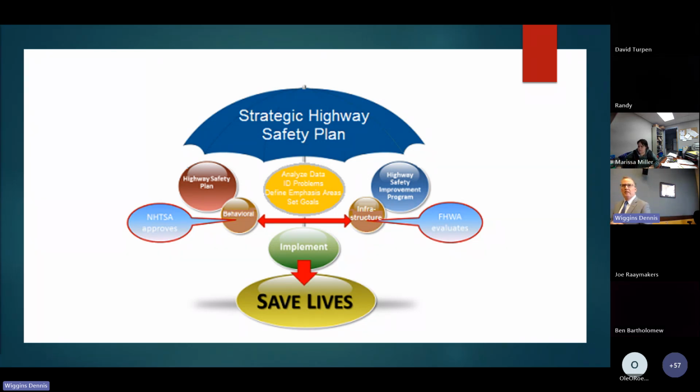NHTSA approves our side of the highway safety plan, so this $9.6 million that comes in is through NHTSA. On the other side, the highway safety improvement program funds are more infrastructure and roadway, which the Department of Transportation administers, and the Federal Highway Administration evaluates. Both of our missions are meant to make the highway safer, to save lives and reduce injuries that result from traffic crashes.